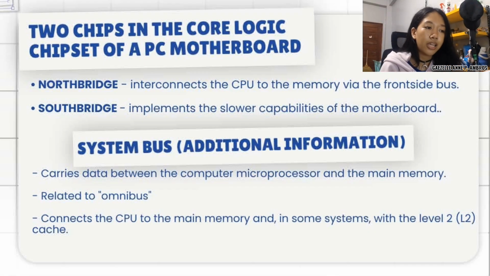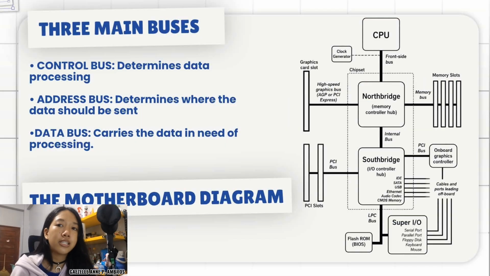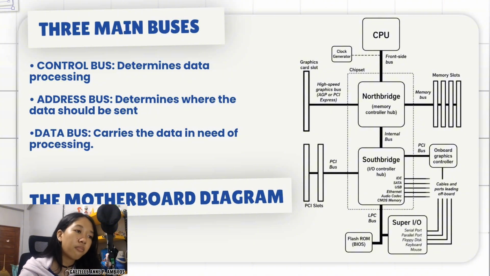This is also related to the omnibus, which is commonly referred to as a bus that carries lots of passengers, as we described earlier when we saw the system bus model. We have the data bus, the address bus, and the control bus. And it connects to the CPU, to the main memory, and in some systems to the level 2 (L2) cache. And of course, next up we have, again, the three main buses: the control bus, the address bus, and the data bus.